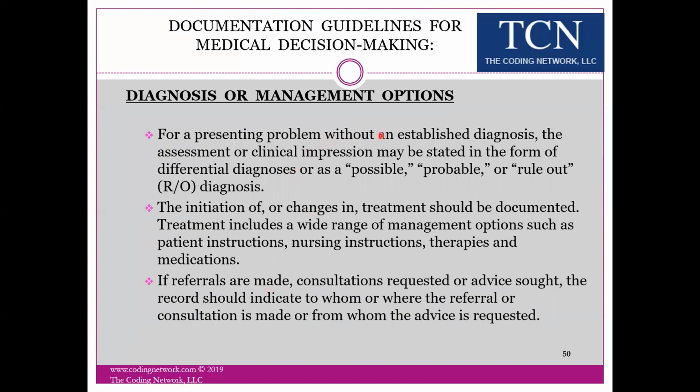If you have a problem without an established diagnosis, you're not able to determine what the diagnosis is at this point, definitely document your differential diagnoses. You know, usually documented as probable, possible, rule out, because that certainly adds to complexity, usually leads to at least moderate complexity. You're probably going to have to do some additional testing. What you don't want to do with your ICD-10 code is don't pick an ICD-10 code based on probable, possible, or rule out. In this case, just code the symptom. And then, of course, document your treatment plan.